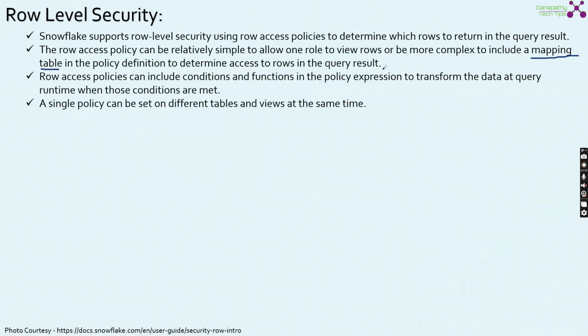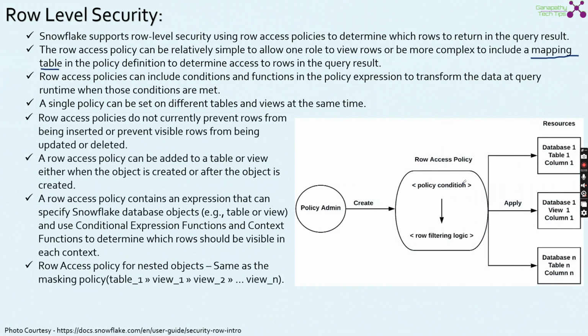More or less, masking policy and row access policy are the same, but this is all about the row level. Row access policies can include conditions and functions, again same as we discussed about masking policy. A single policy can be set to different tables and views at the same time. So same diagram. Here the only difference is the row access policy; there it is the masking policy.